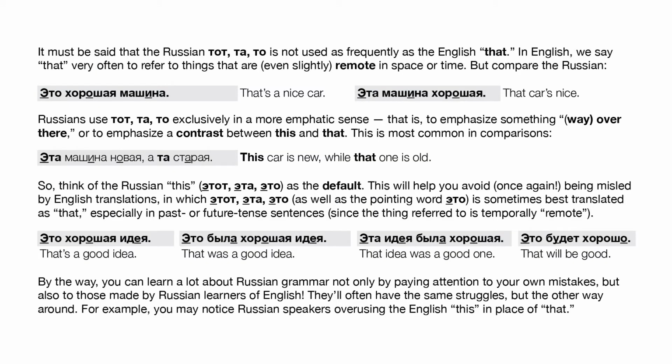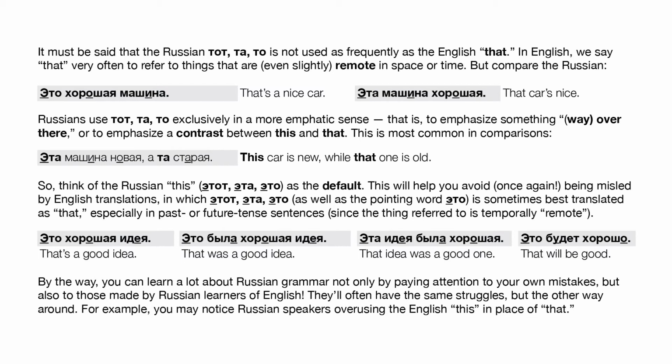Это хорошая машина. Again, that can mean that's a nice car, right? So это, the pointing word, can mean this is or that is. It just depends on the context. I compare that with эта машина хорошая. There's the demonstrative pronoun, right? This car is good or nice. Now, again, that can also mean that car is nice, right? Because we're using these forms этот to mean this or that by default. Now, again, we will use the Russian тот, та, то in an emphatic sense, right? In comparisons, for example. Эта машина новая, а та старая.